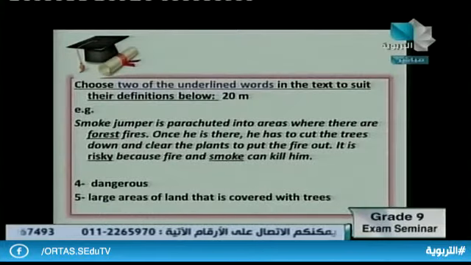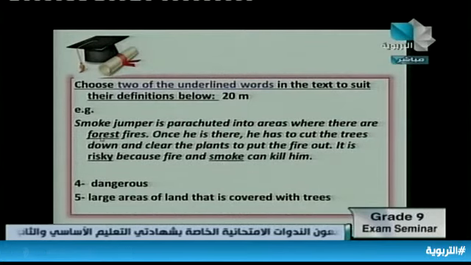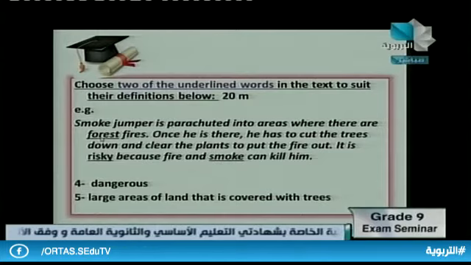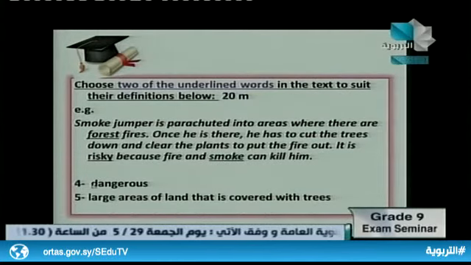Now, Mrs. Suhail, let's move to the second task. It reads: choose 2 of the underlined words in the text to suit their definitions below. This task is allotted 20 marks. If you go back to the text, the text has 3 underlined words: forest, risky, and smoke. The student is to choose 2 of these words which suit the meanings in 4 and 5.